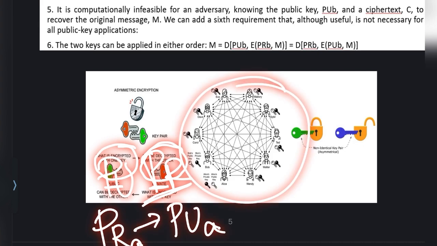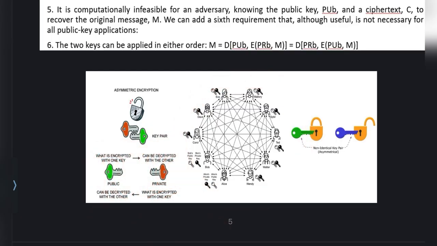So here is the mesh topology, or the public directory, in which the public keys are easily available and accessible to all of the users in that network.